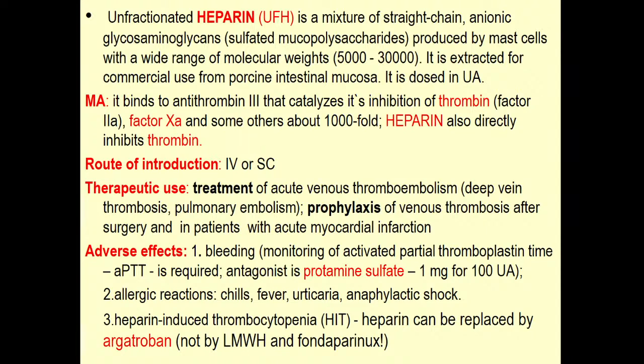Adverse effects. Bleeding. Monitoring of activated partial thromboplastin time, APTT, is required. Laboratory monitoring. In bleeding, we should know that there is a chemical antagonist, protamine sulfate, which is used 1 milligram for 100 units of heparin.